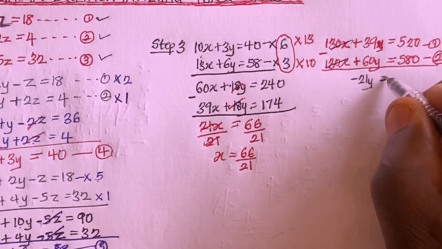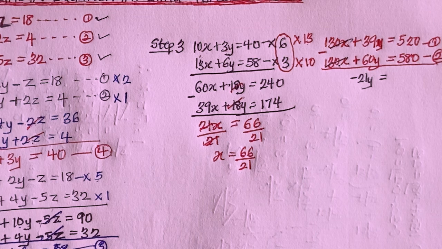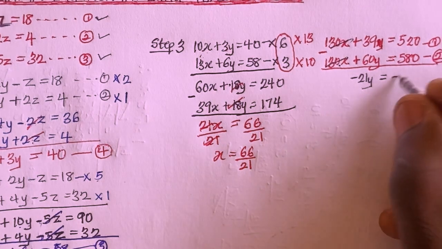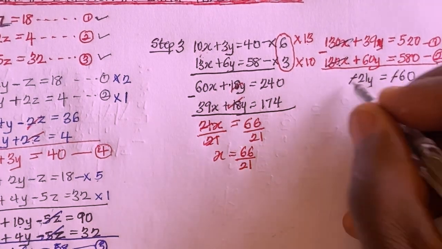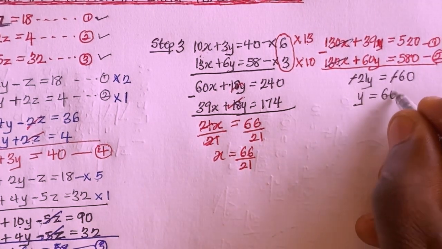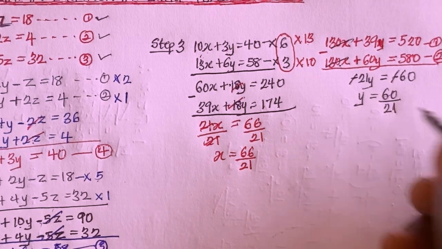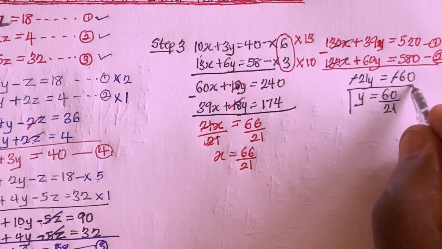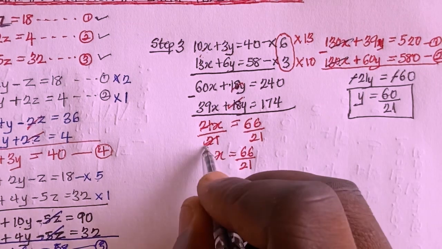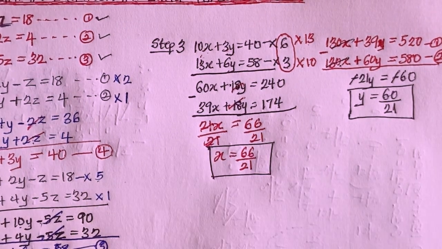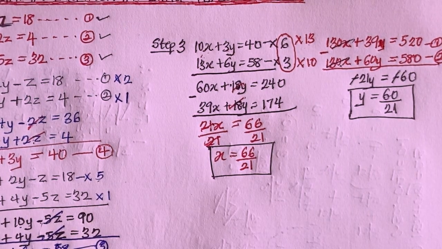Then equal 520 minus 580, that's minus 60, right? So this cancels this, then I'm going to have my y to be equal to 60 divided by 21, exactly. So I've gotten the value of y to be 60 divided by 21 and the value of x to be 66 divided by 21. Then what's going to be the value of z?